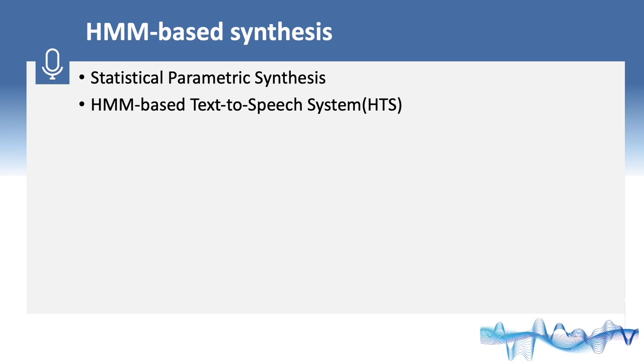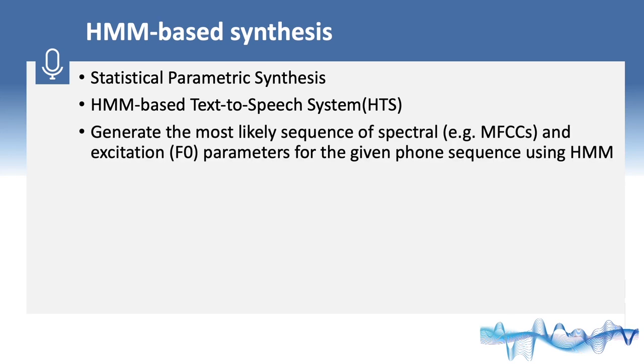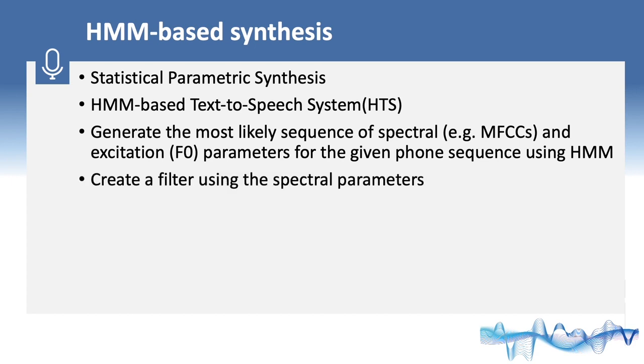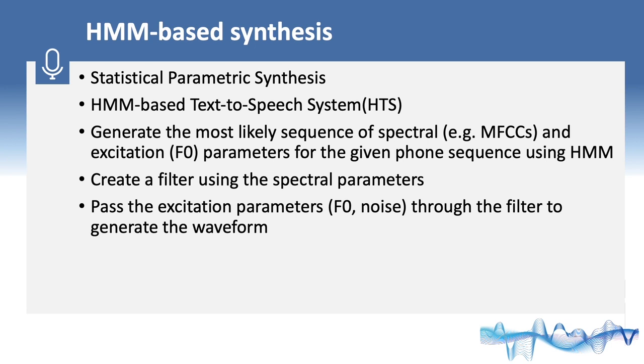Speech waveforms are generated from HMMs themselves based on the maximum likelihood criterion. This method first generates the most likely sequence of spectra, for example MFCC, and excitation F0 parameters for the given phone sequence using HMM training, and creates a filter using the spectral parameters. The synthesis procedure passes the excitation parameters F0 and noise through the filter to generate the waveform.